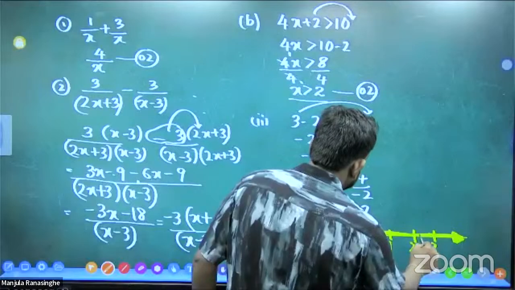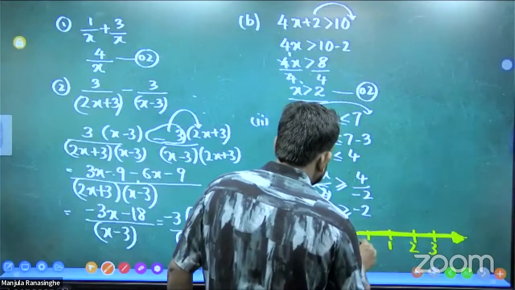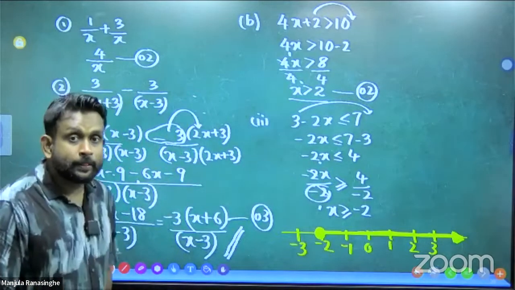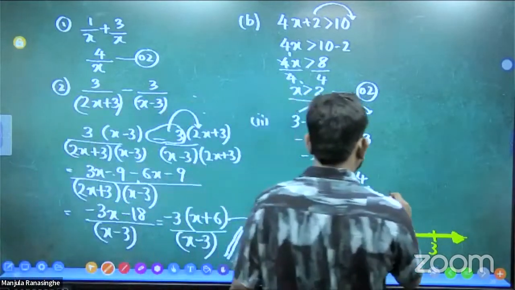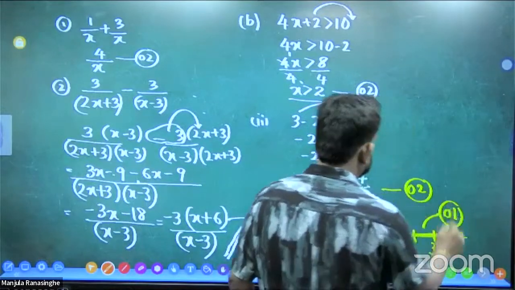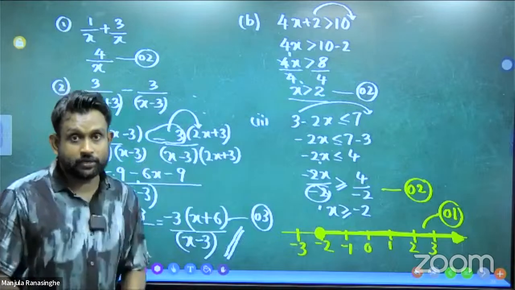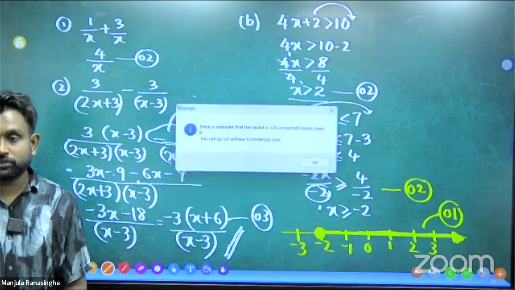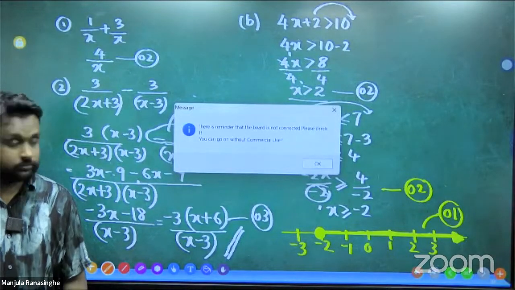This is how you mark the number line. And here that could also be bold. For that part you have 3 marks: 2 marks for solving, and additionally 1 mark for representing on the number line. Okay, that is done. Now we will move to question number 7.